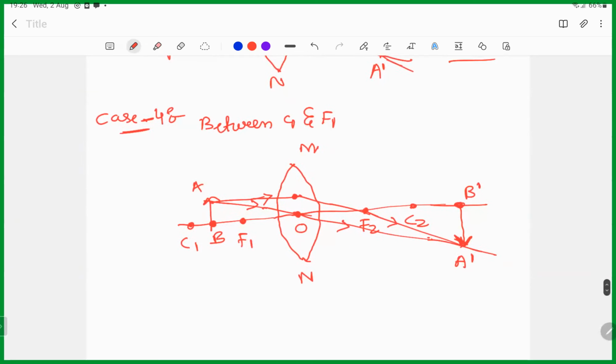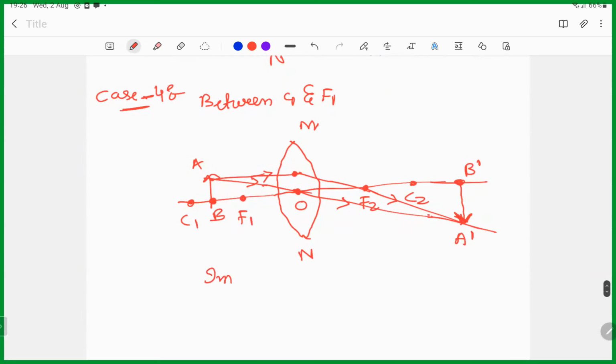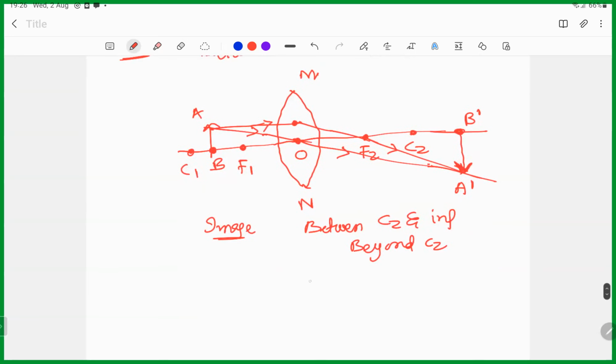So now what about the image? Image will be between C2 and infinity, beyond C2. Yeah, beyond C2, that also can be written. And real and inverted, enlarged. Right?